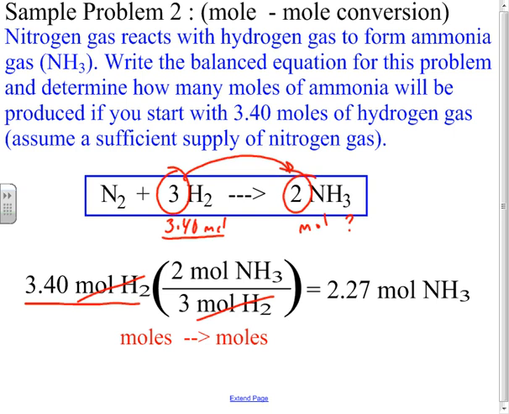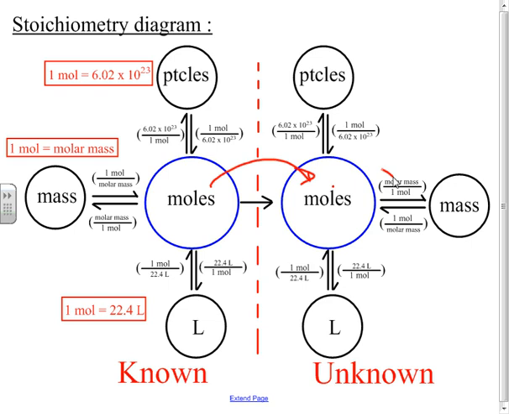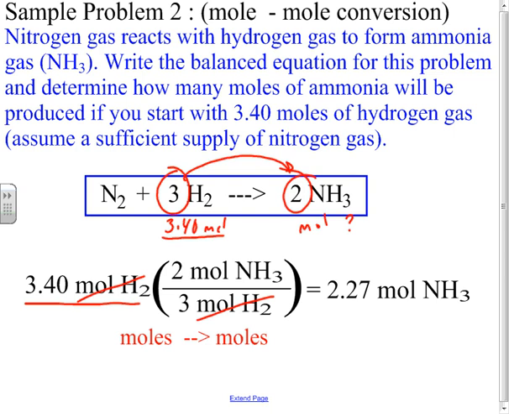But again, this middle step is the only new step in stoichiometry that we have not covered to this point, and now we just use the balanced chemical reaction ratio numbers to calculate that step. So if we're going from hydrogen to ammonia, we want 2 over 3 because there are 2 moles of ammonia for every 3 moles of hydrogen.